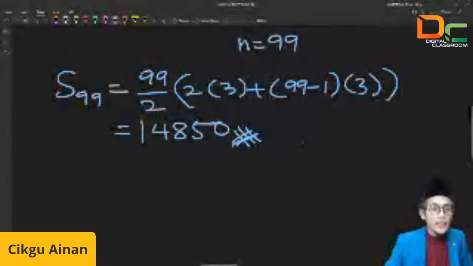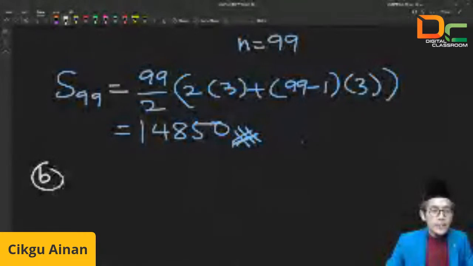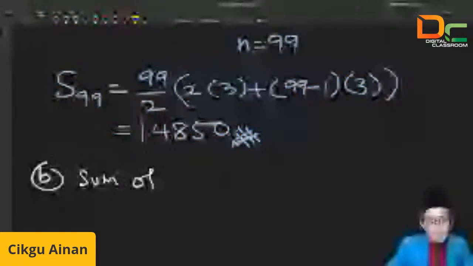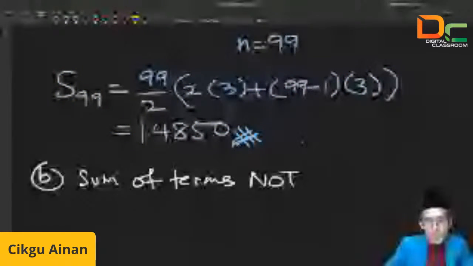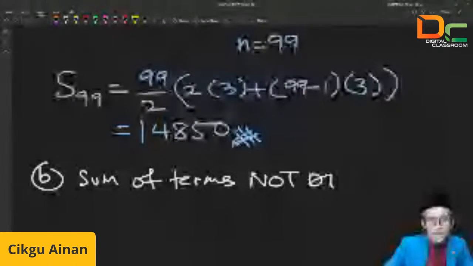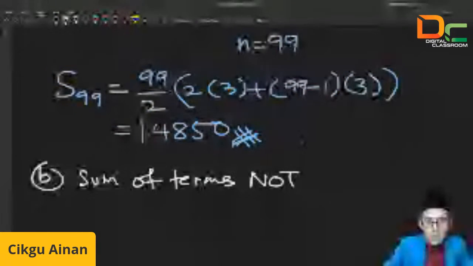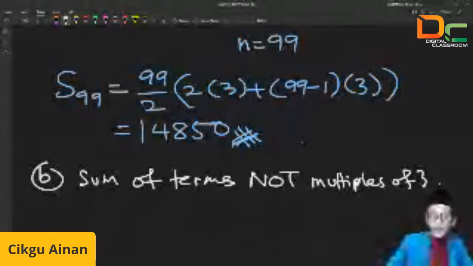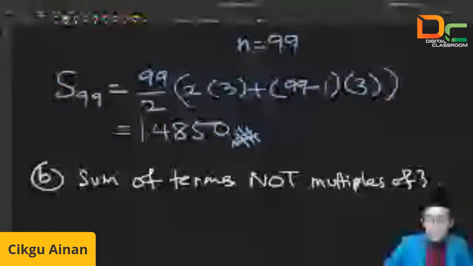Now continue with the second part. Second part, the sentence is, tak apa saya tulis dekat sini, tak tulis penuh lah. Sum of terms not divisible, not multiple of 3. Even though soalan ni letak not saja, it's not simply tolak buat baru hutang, cannot. Ini kita kena faham konsep.